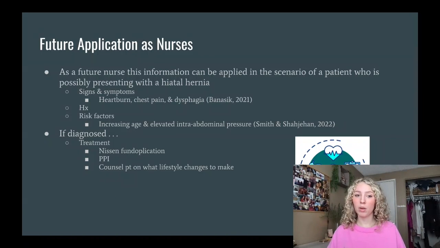If diagnosed, we have a few treatment options. We're going to counsel the patient on what lifestyle changes to make, such as avoiding triggering foods, avoiding smoking, avoiding alcohol. We're going to have the patient take proton pump inhibitors in order to decrease the gastric secretions within the stomach. And we're going to potentially do a Nissen fundoplication. Again, Nissen fundoplication is where we take the stomach, wrap it around the esophagus to put pressure on the LES in order to decrease the gastric secretions going up into the esophagus, causing that heartburn.